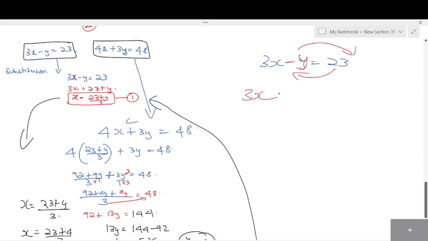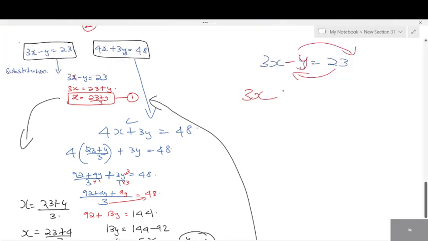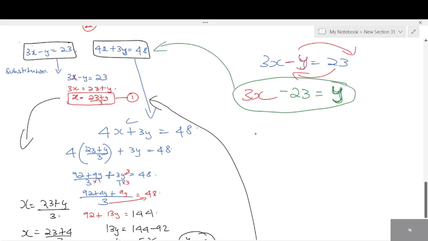3x. If 23 goes to the other side, you get 3x minus 23 equals y. Can you see only y is given? We have only y. This equation, in which one do you have to substitute? The second one. Keep 4x as it is, plus 3 into what is the y value, students? Tell me the value of y. What is y? 3x minus 23.